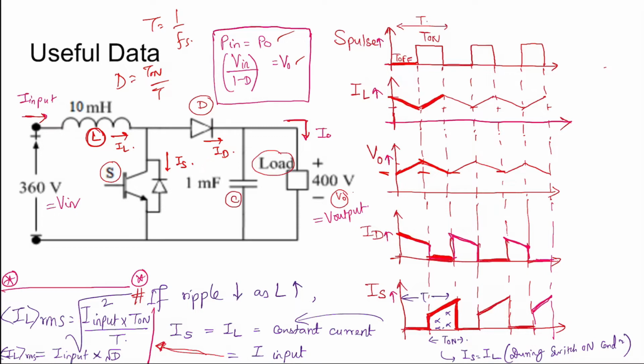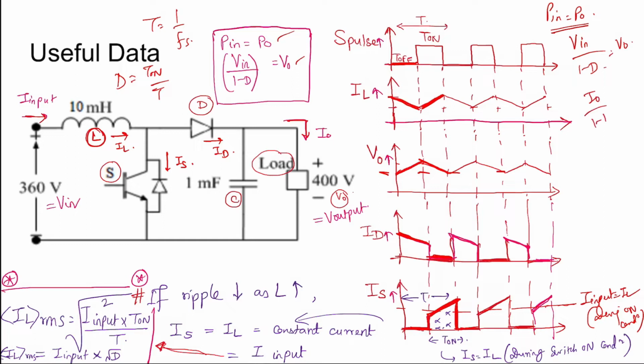And as you can see, during the on condition, the current through the switch is the same as the current through the inductor, and other times it is 0 when it is off. So now if you consider minimum ripple, it can be considered as a constant current whose mean value is the same as that of I input or IL during the on condition. So now if P in equals P naught and Vin by 1 minus delta equals V naught, then I naught by 1 minus delta is I in. So input current is I naught by 1 minus delta.